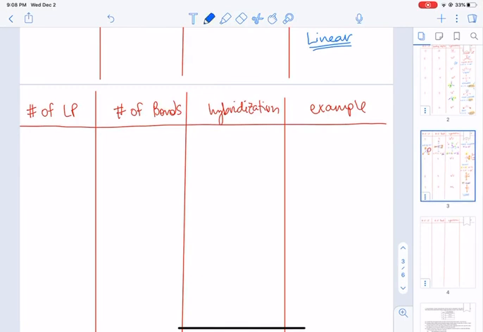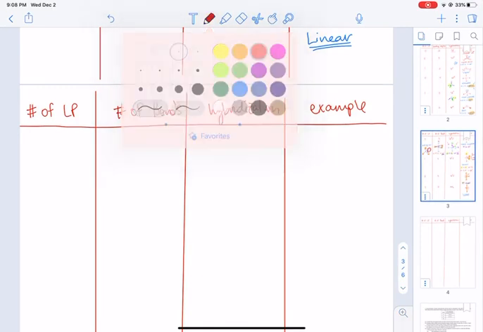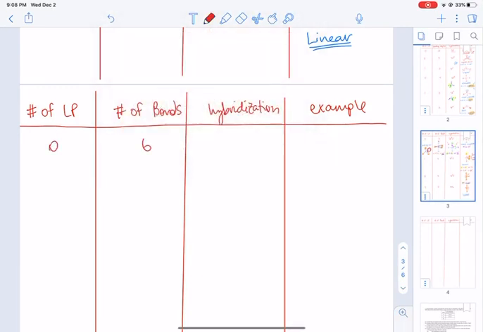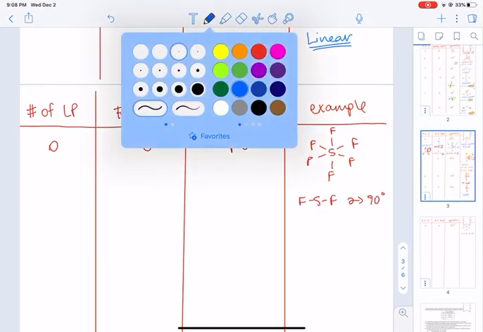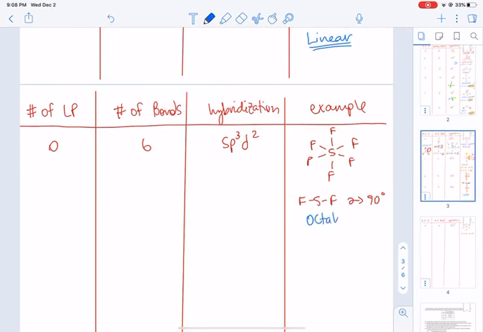All right. So we have 0 lone pairs, 6 bonds, sp3d2. An example of this is SF6. And the bond angles in between all of these is 90 degrees. This is an example of an octahedral molecule.